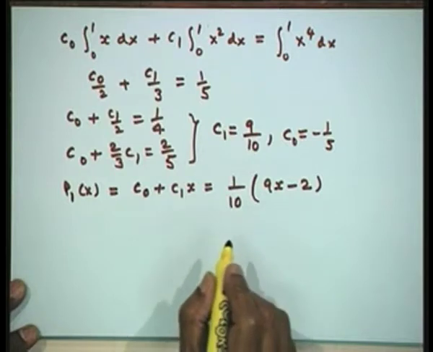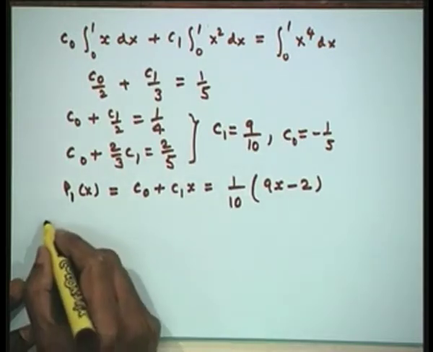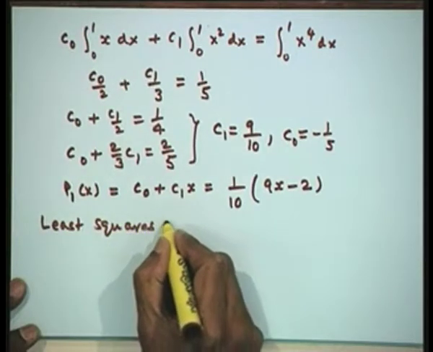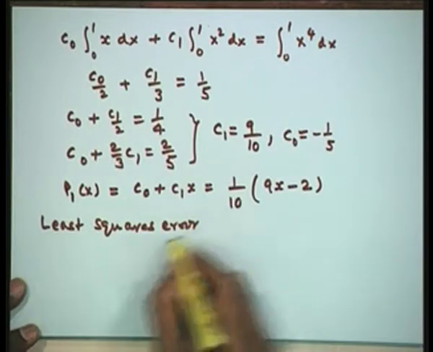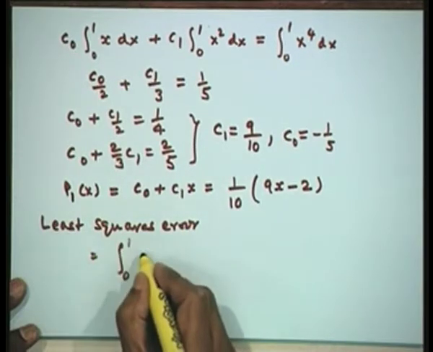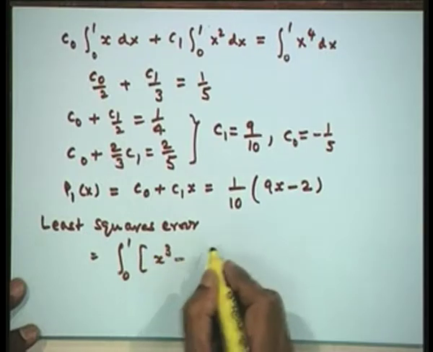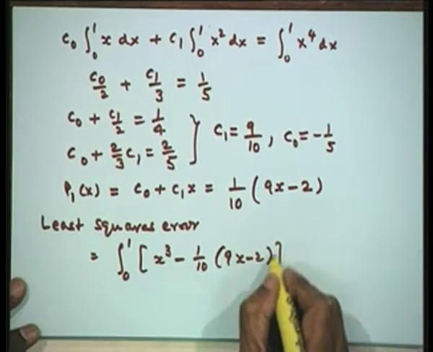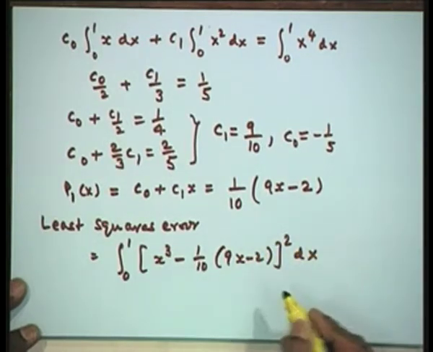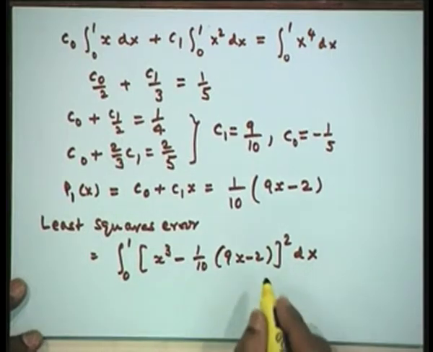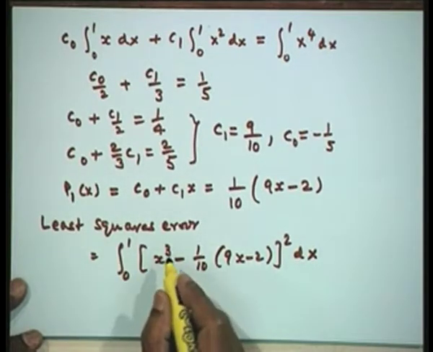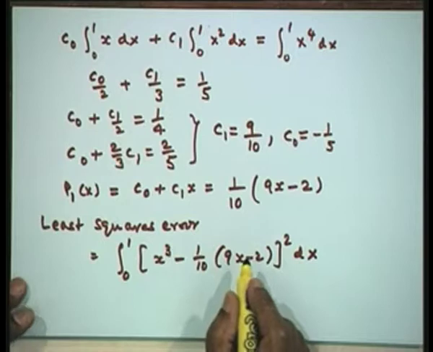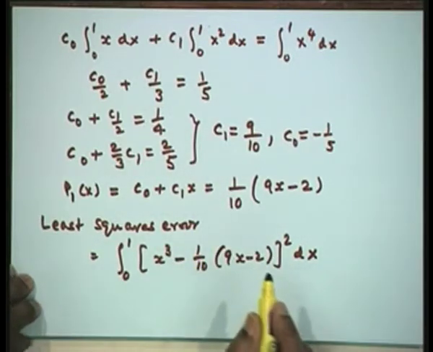Now, I would like to know what is the total error that is committed here. So, I can also find that. I can call this the least squares error, and that will be equal to integral of 0 to 1 f x minus C naught plus C 1 x, that is 1 by 10 9 x minus 2, whole squared dx. This error was minimized, and we are now finding out what is this minimum error that has been committed. So, I can just integrate this and obtain the value of this and say that this is the least square error that has been committed in this particular approximation.